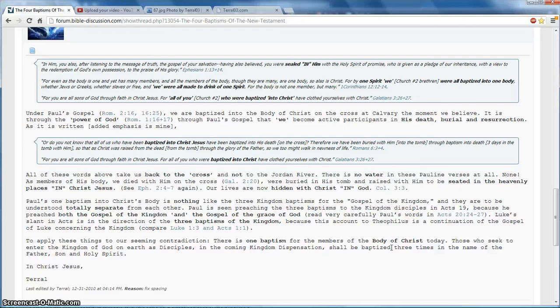To apply these things to our seeming contradiction, there is one baptism for the members of Christ's body today. Those who seek to enter the kingdom of God on earth as disciples in the coming dispensation shall be baptized three times in the name of the Father, the Son, and the Holy Spirit. That is the message that Elijah is going to preach when he gets here to restore all things, and that happens with our rapture. Those familiar with my Project Black Star work, the black star came for Noah, it came for Moses. It's coming for the prophet of Acts 3, verse 22 and 23. That's Elijah, and we are going to be raptured, the members of Christ's body.